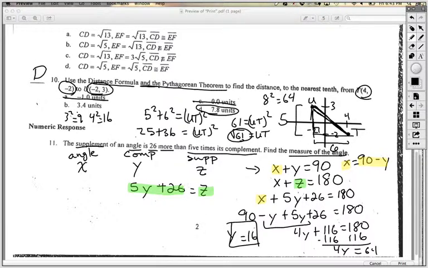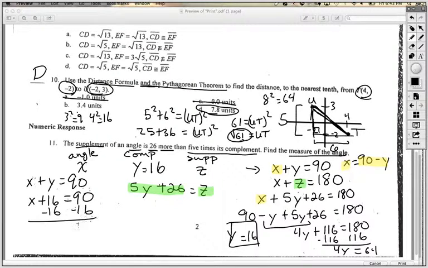16. Wait, what was y? Y is the complement. That's the complement. So y equals 16. Let me erase this. I don't even know what I'm writing. Y equals 16. So then the angle, if we know that x plus y is 90, because that's how it works, it's the complement, then that means x plus 16 is 90. So that means this angle x must be 74.